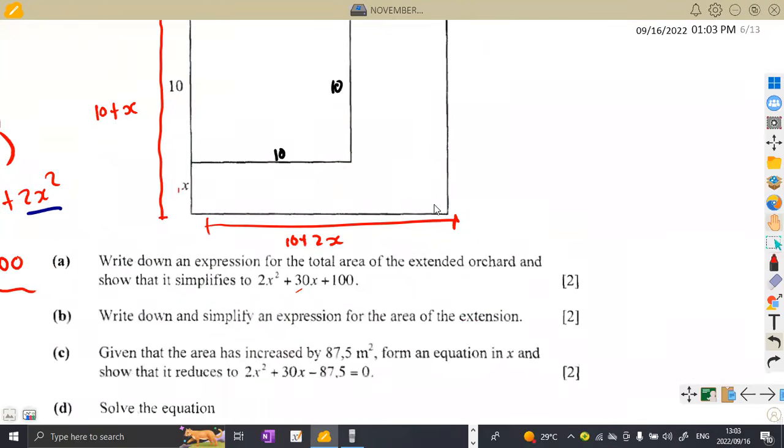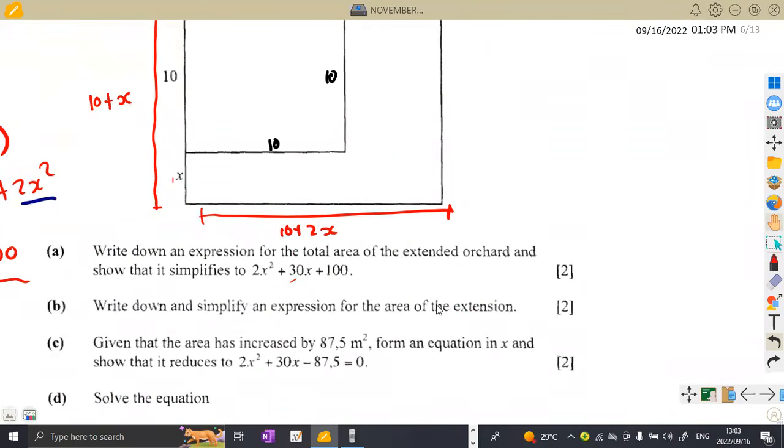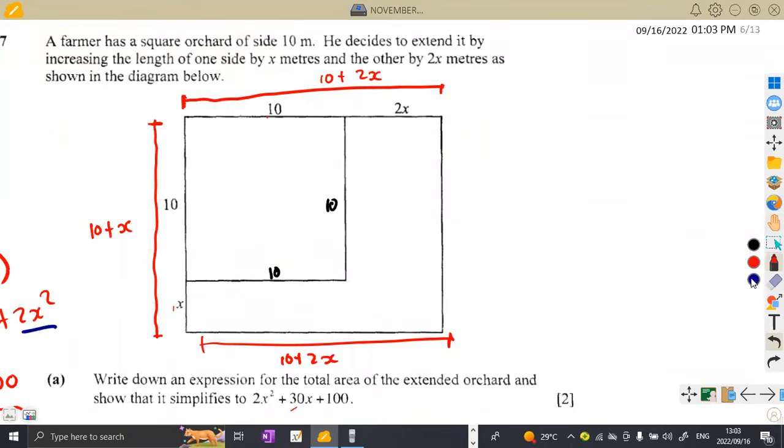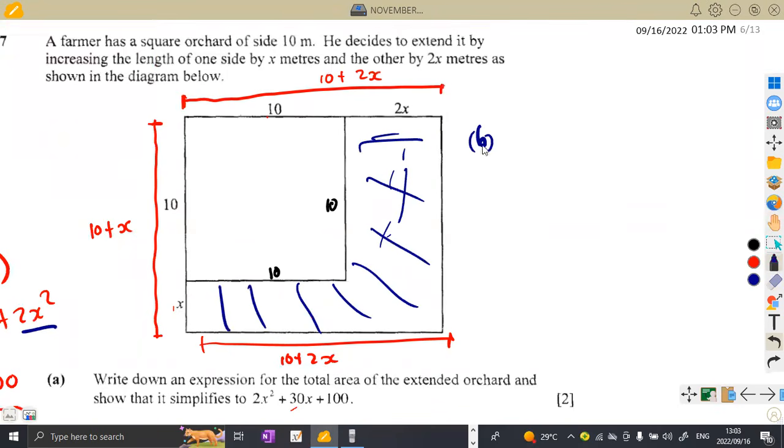Write down and simplify an expression for the area of the extension. So take note, the extension now is this part that we added. This is the extension. So what is the area of this part that I'm indicating here? In order for us to find this part, remember, we had the area of the extended orchard, which means including this square, which was already there before.